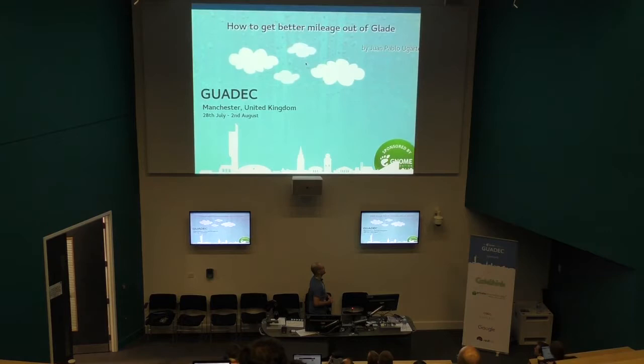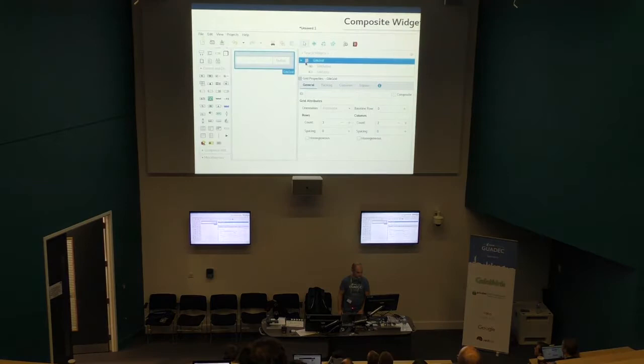Okay, so first thing, composite widgets. So I'm not gonna go into too much detail. You can look up the documentation in GTK. There's plenty of good tutorials on how to write a class using the composite widget. All I wanna show you here is what you have to do in Glade.